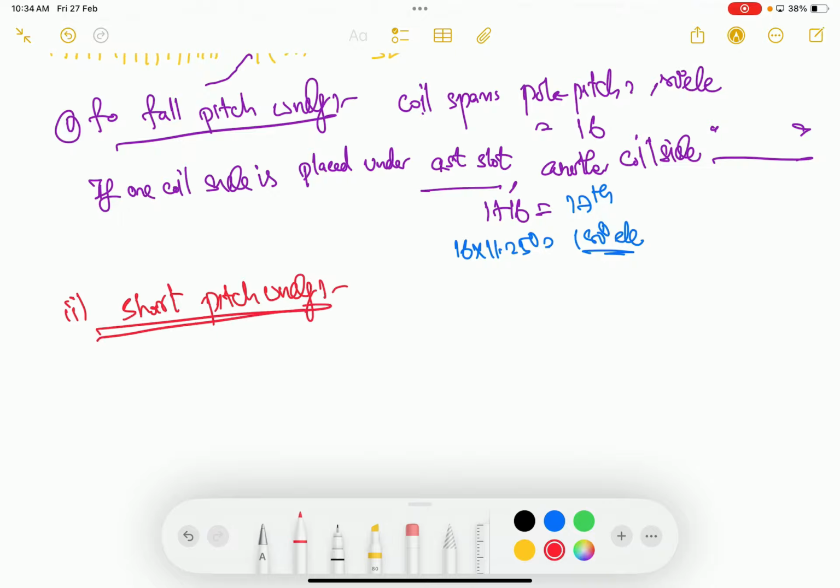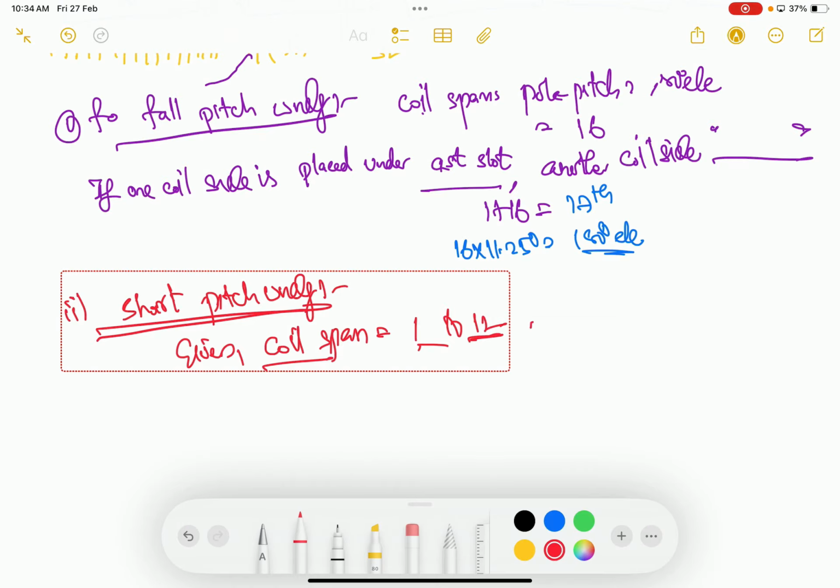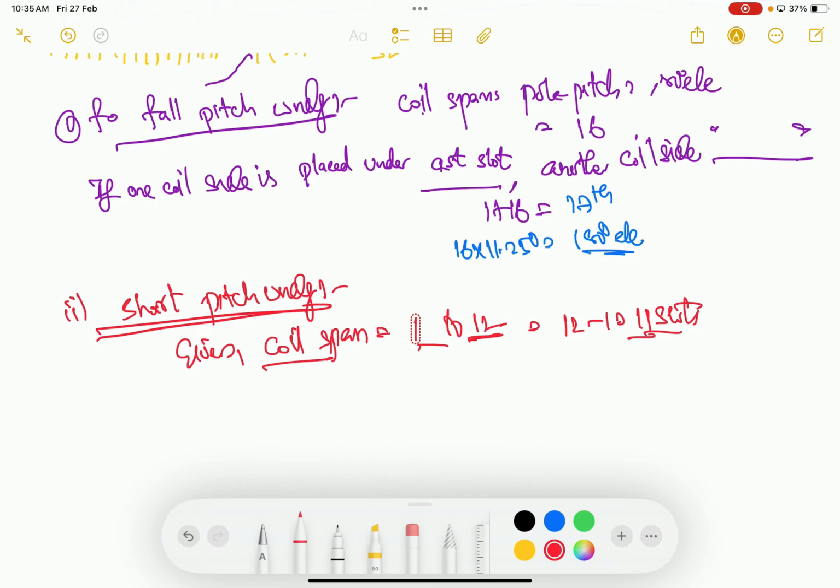Then the question I have to specify separately: short pitch winding. And for the short pitch winding, what is the coil span in the question given? 1 to 12. So what is 1 to 12? That is equal to 12 minus 1, that is equal to 11 slots.